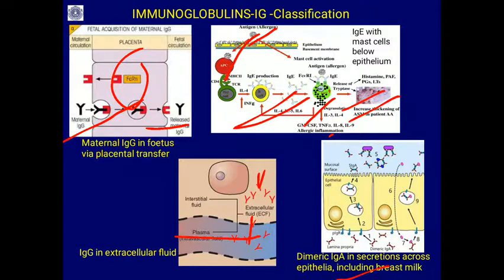When the newborn sucks the milk, the IgA can enter the body of the neonate through the epithelial lining of the gut, and enter the circulation of the child. So this is how IgA works. These are, in overview, how they function.